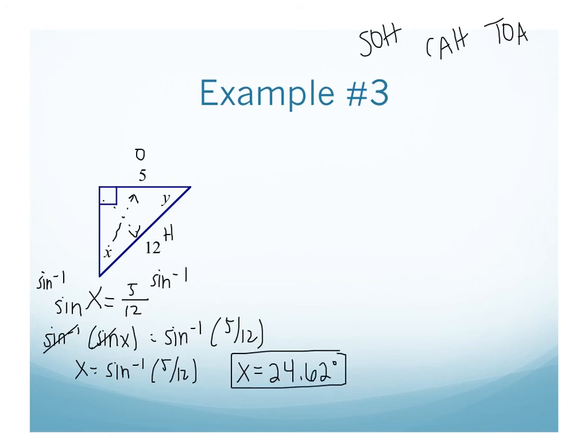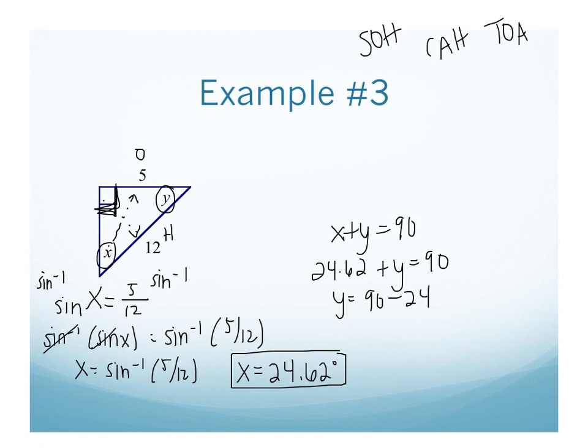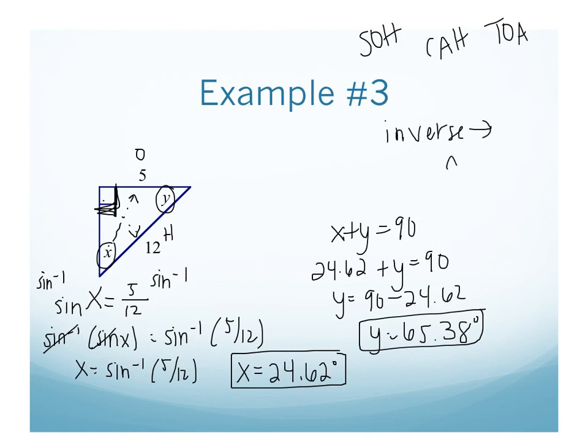Now remember, to find y, I just subtract from 90. Because I have a 90-degree angle, and every triangle is 180, x plus y is going to equal 90. So in this case, I have 24.62 plus y equals 90, so y is equal to 90 minus 24.62. So I get y to be 65.38 degrees. So just as a reminder, you use the inverse when you're solving for angles.